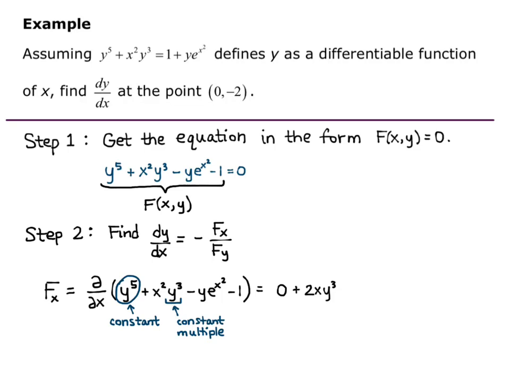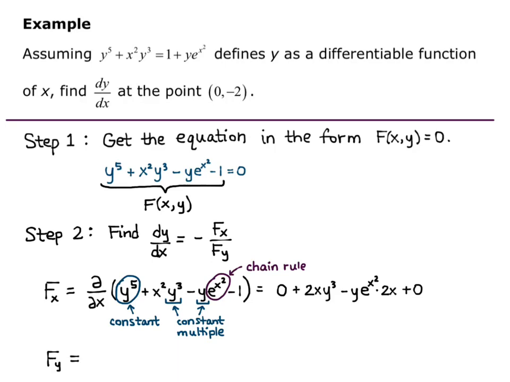And y of the third term is a constant multiple, so the derivative of minus y e to the x squared is minus y, and then we use the single variable chain rule on e to the x squared. So minus y times e to the x squared times 2x. And then the last term, minus 1, is a constant, so its derivative is 0.